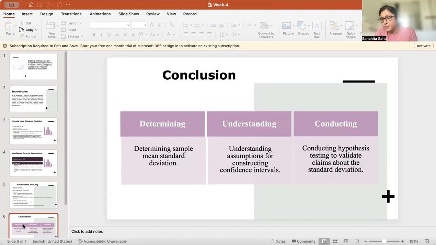Conclusion. As we wrap up, we have covered a lot of ground in exploring essential statistical concepts, from understanding how to compute the standard deviation of sample mean, to discussing the critical assumptions required for constructing confidence intervals, and finally applying hypothesis testing to evaluate claims about population standard deviation. These tools are invaluable for anyone working with data, providing us the means to draw reliable conclusions and make informed decisions.